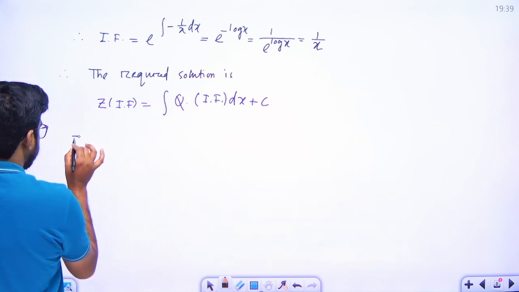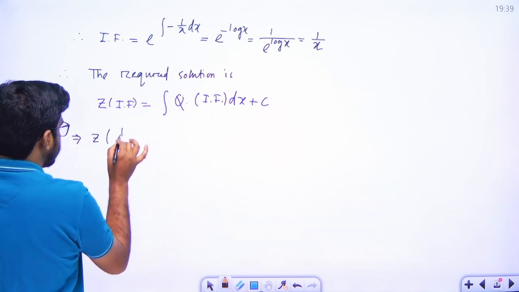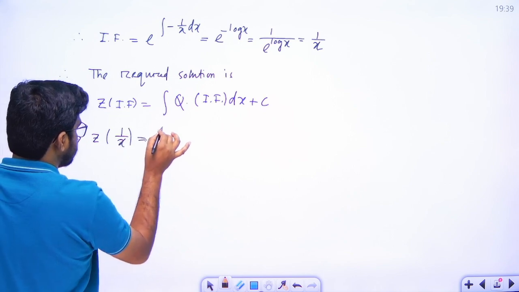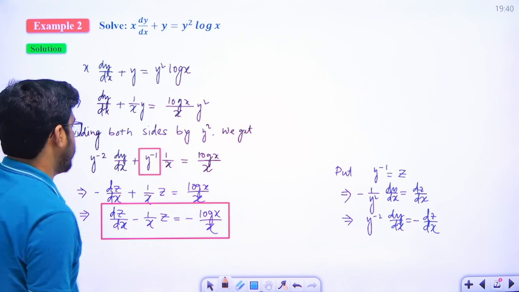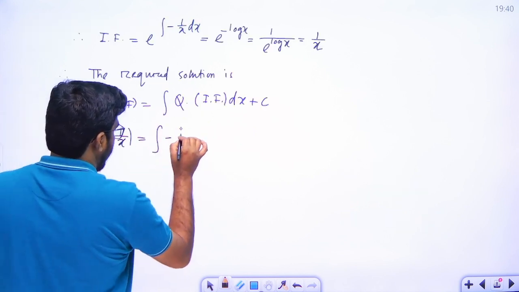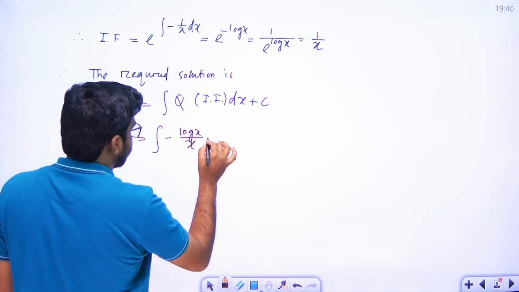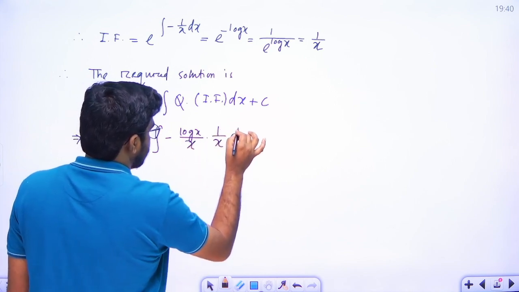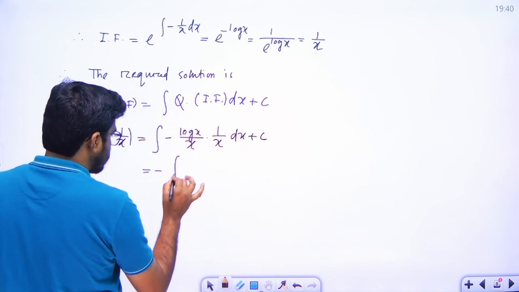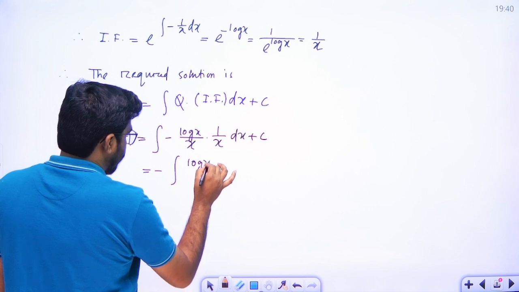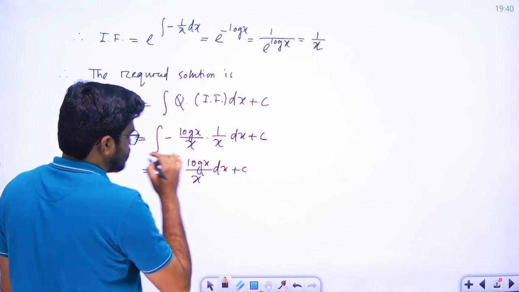So this implies z into integrating factor. What is the integrating factor? That is 1 by x. So this equals integration q. Q is the right hand side, that is minus log x by x, minus log x by x into integrating factor, that is 1 by x dx plus c. So this equals minus integration log x by x square dx plus c.